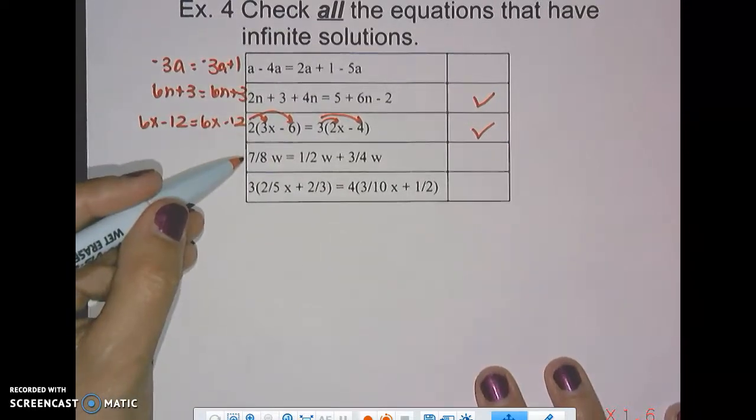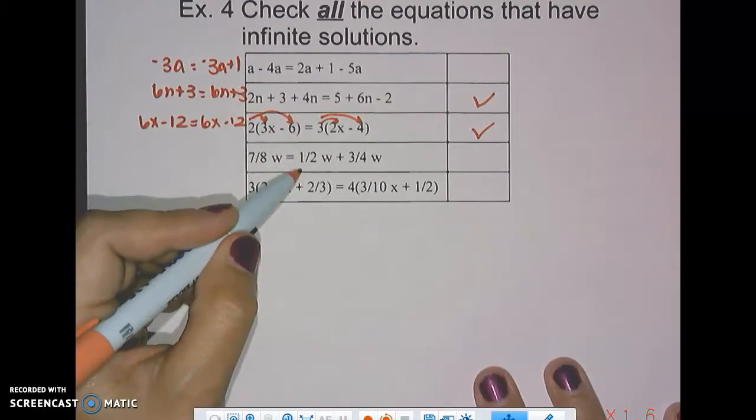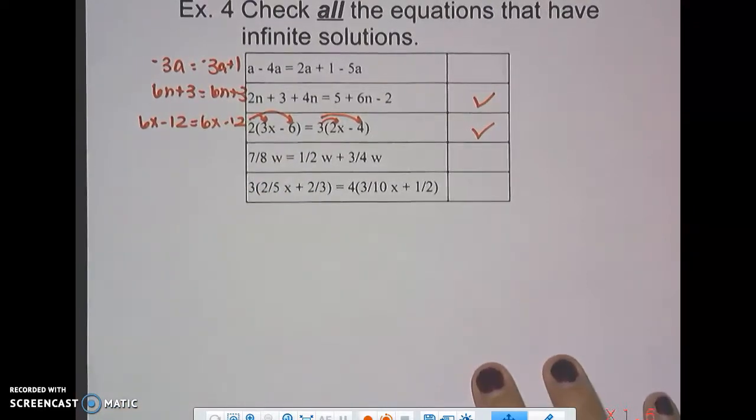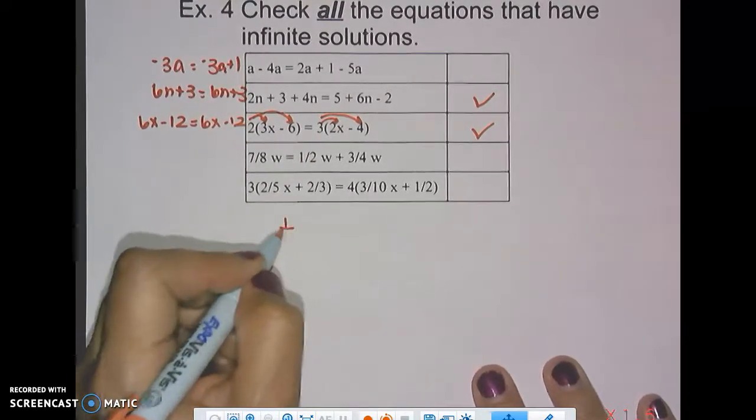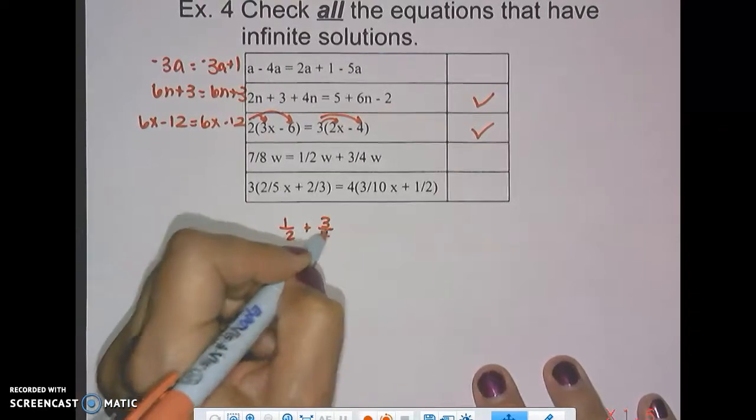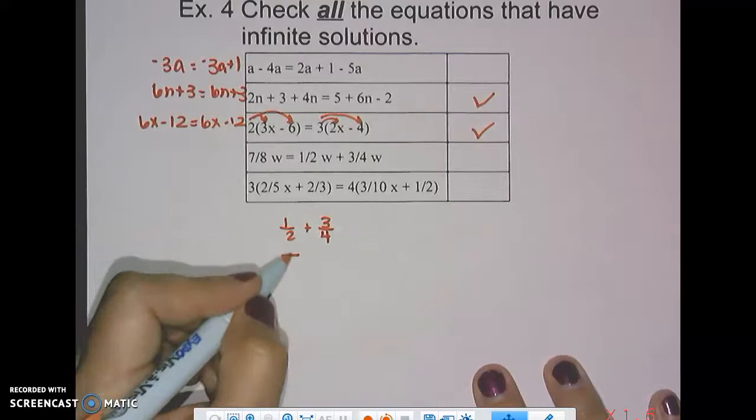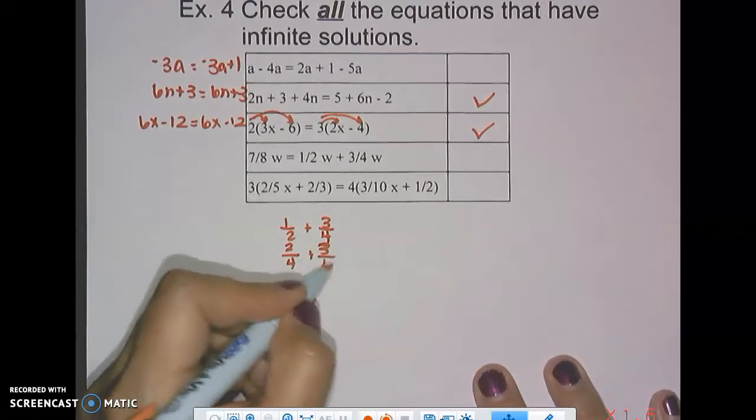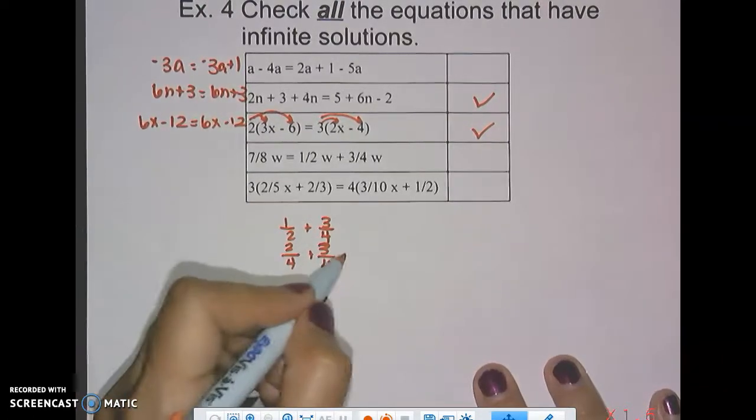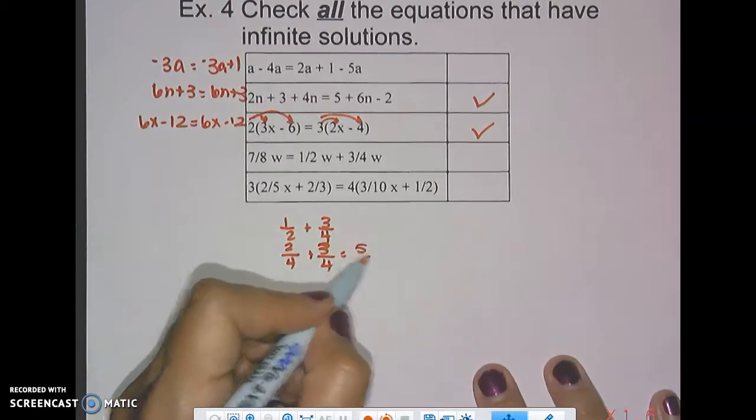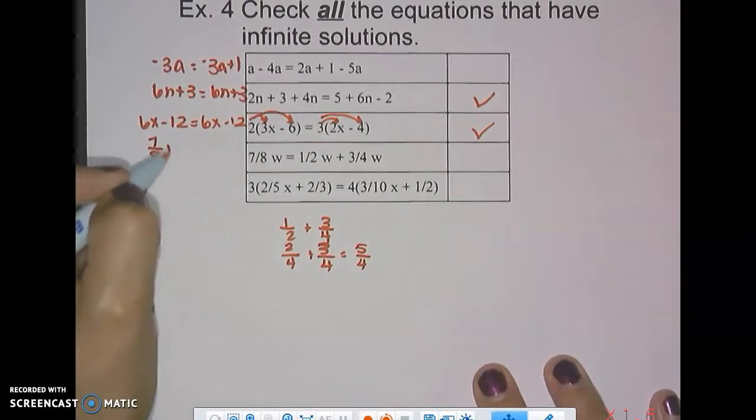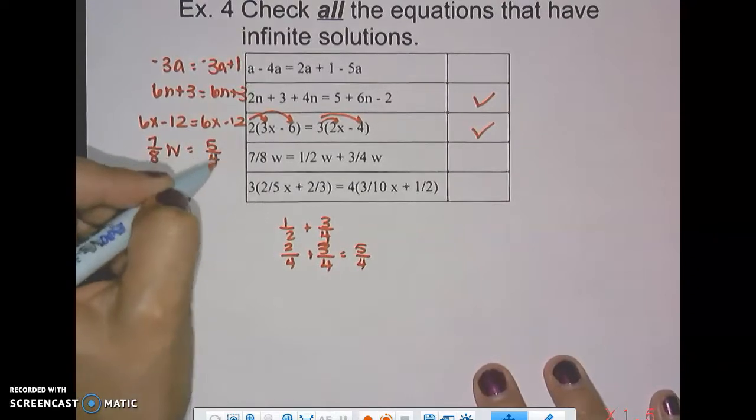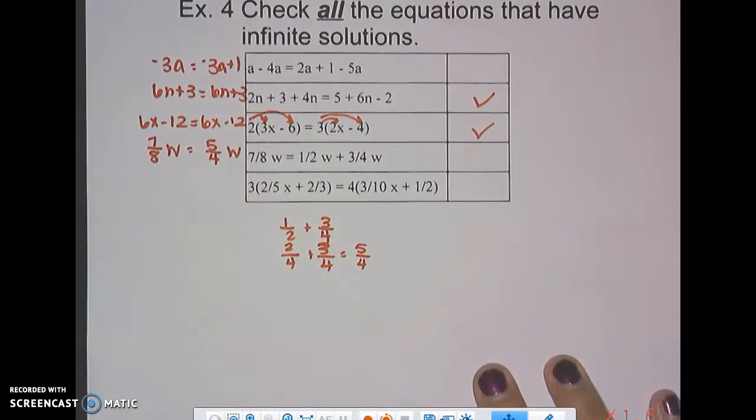We've got 7/8 w equals 1/2 w plus 3/4 w. So we've got to be able to add those two fractions together. All right, in order to do that, we'll come down here. If I take 1/2 plus 3/4, because that's what we're going to have to do, we've got to get a common denominator between those. So 1/2 is the same thing as 2/4. And 3/4, they already have that common denominator of 4. When we add those things together, we would get 5/4. So is 7/8 w equal to 5/4 w? Because that's what we just got when we combine those. Those coefficients are not the same, so we're not putting anything in the box there.